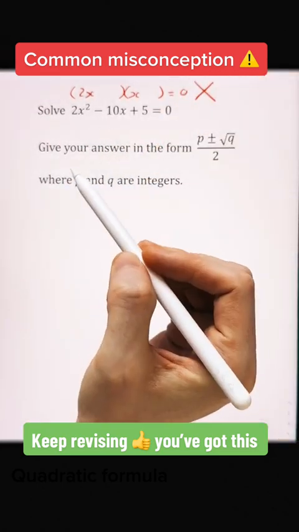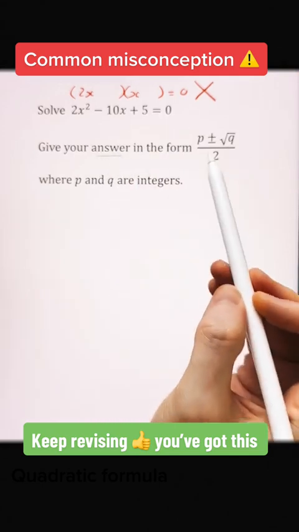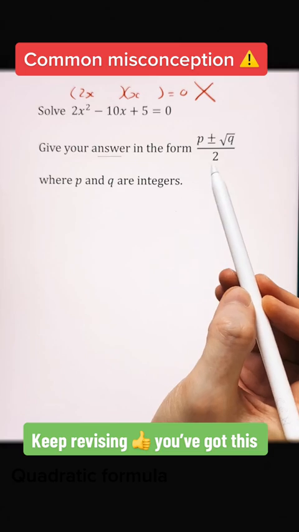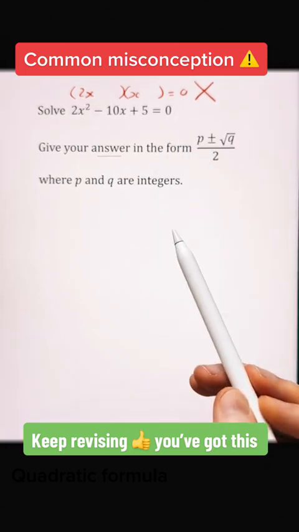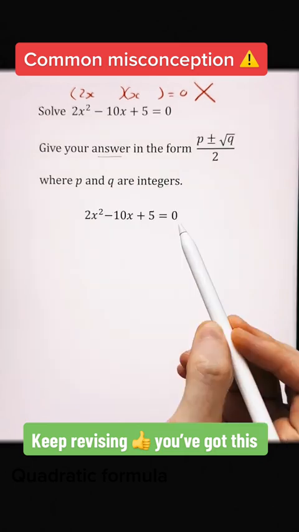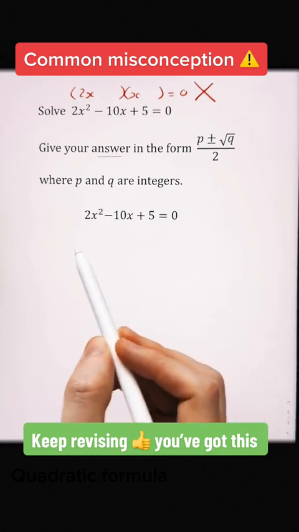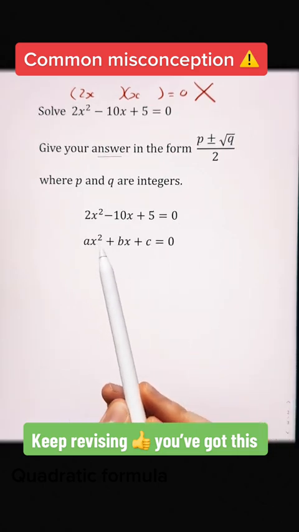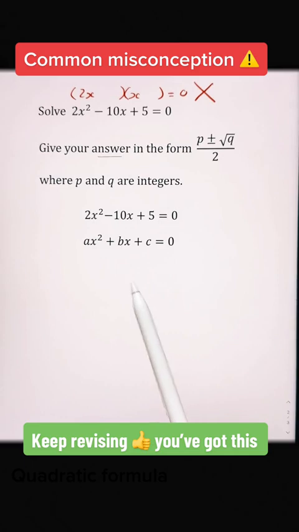If we're asked to solve a quadratic and to give our answer in the form of p plus or minus root q over 2, therefore we know the quadratic cannot be factorised. Therefore I must use the quadratic formula or complete the square. To apply the quadratic formula, my quadratic first of all must resemble the form ax squared plus bx plus c equal to 0. If it does not, my first step would be to rearrange.